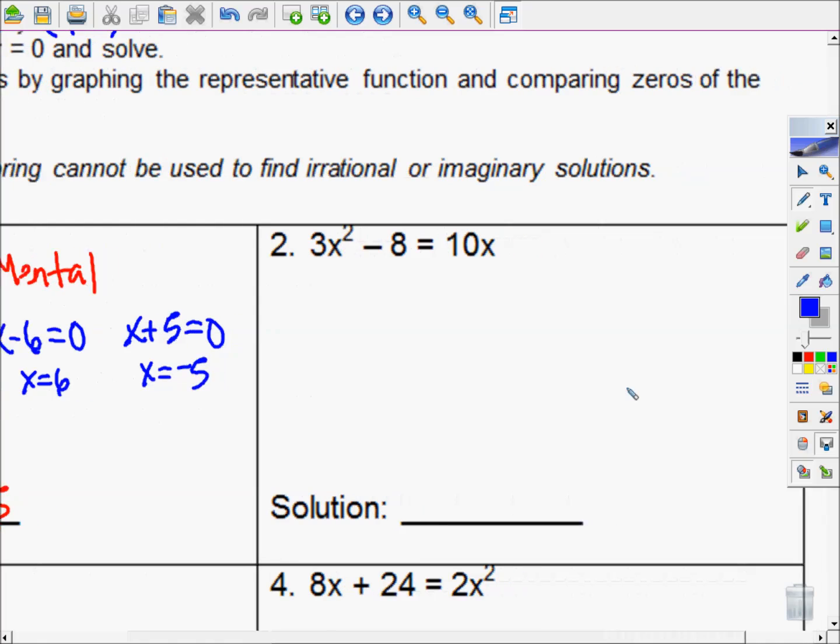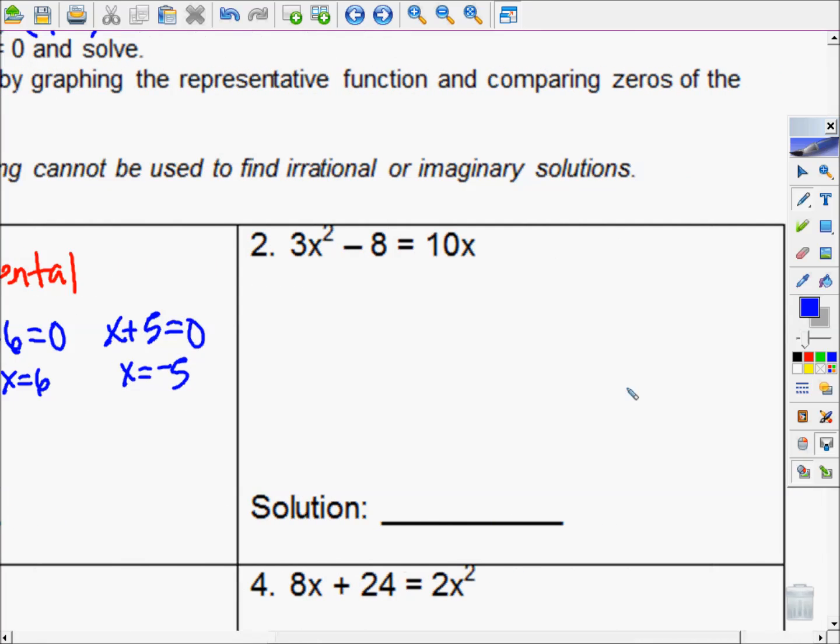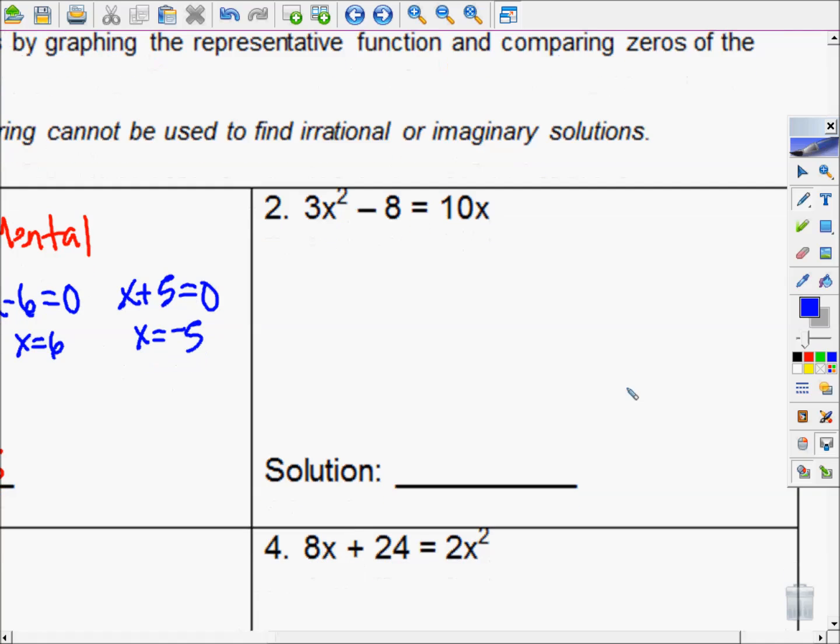Number 2. Can I solve? No, not yet. Why not yet? They're not all on the same side. So who needs to be moved? Alright, so how do I move it? Make it a negative. I'm going to minus 10. I'm going to make it a negative.